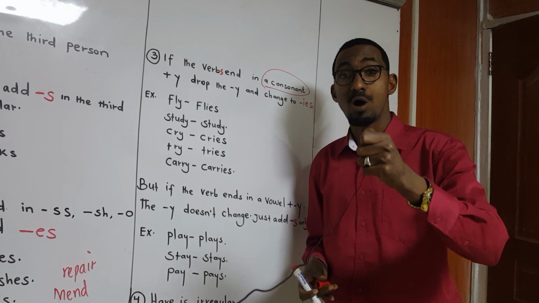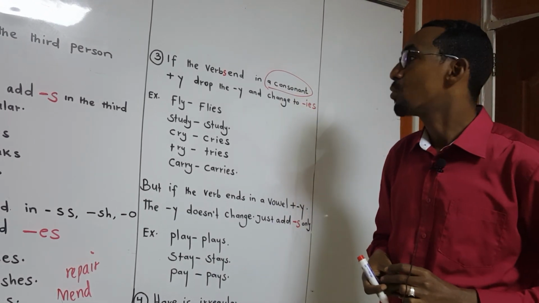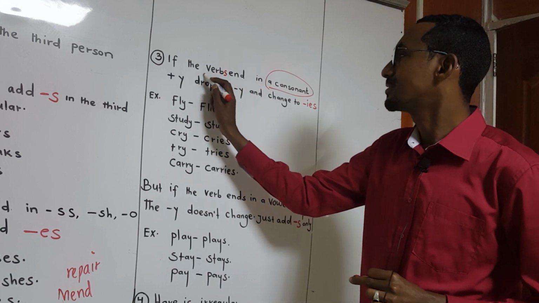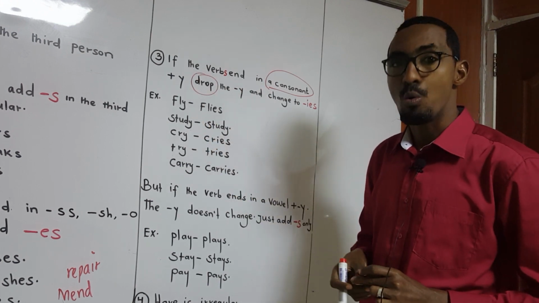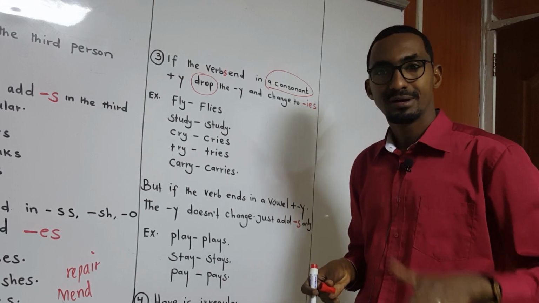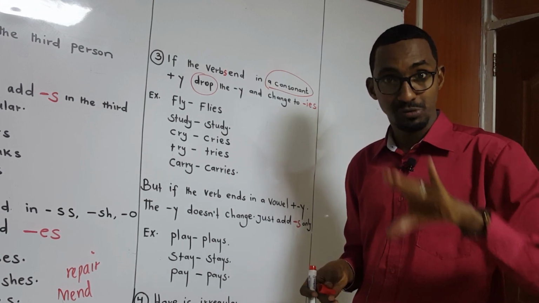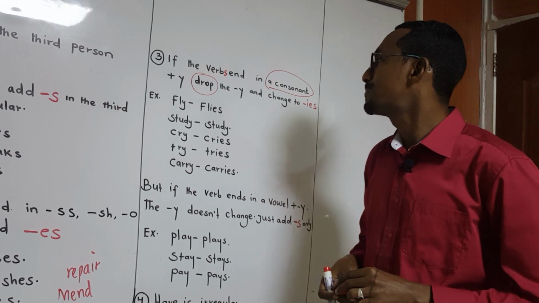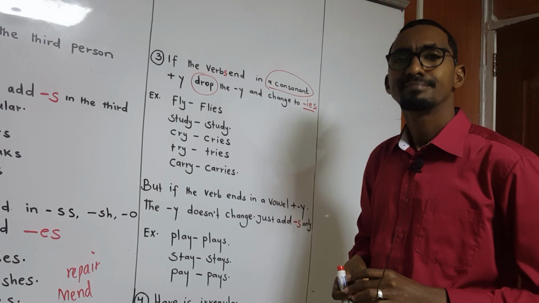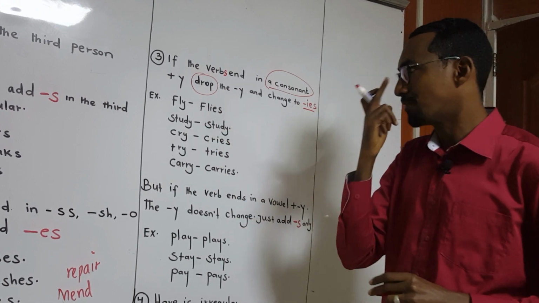If the verbs end in a consonant plus Y. Plus what? Plus Y. Drop the Y. Look at this class. Drop the Y. Drop means remove. Omit. Okay? You drop the Y and change to IES. Let's look at the example.